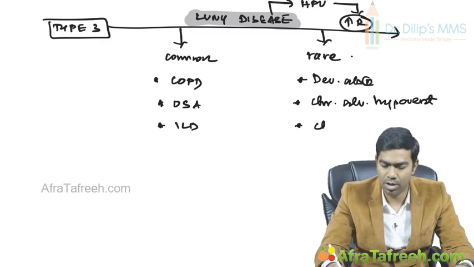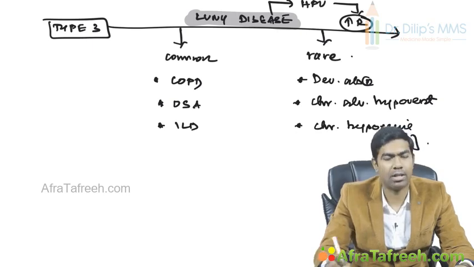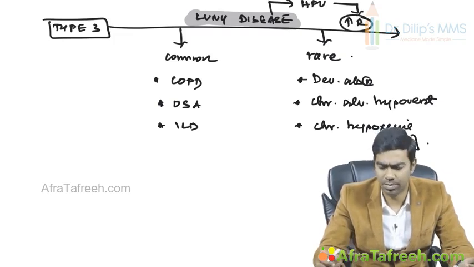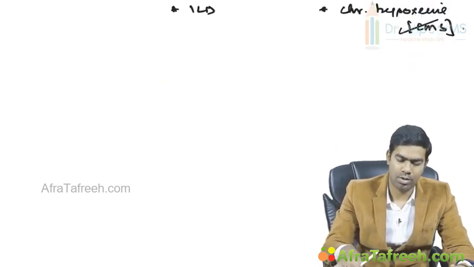Or it can be due to chronic hypoxemia. Any condition can produce it, but the best example I can tell is chronic mountain sickness, which you have discussed in, I think, the second video of the pulmonary medicine lecture, oxygenation principles. There we have discussed high altitude related problems. There I have discussed chronic mountain sickness as well. So that is type 3.